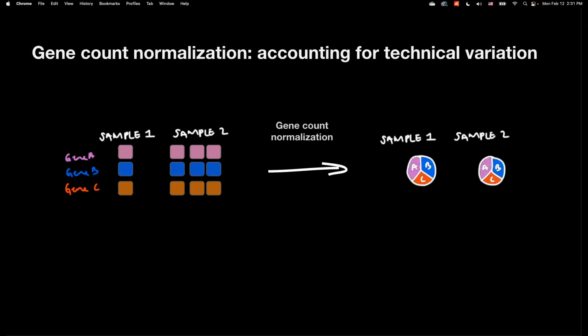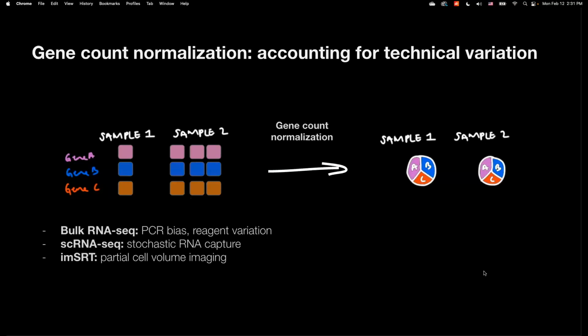Gene count normalization attempts to correct for this before any downstream analysis so that technical differences don't obscure any interesting biological differences between your samples. Gene count normalization has been applied to various gene expression data types. For bulk RNA sequencing, it corrects for things like stochastic variation in PCR efficiency and reagent variation. In single cell RNA sequencing, it can correct for stochastic RNA capture. And in imaging-based SRT, we know that not all cells are fully imaged in our data, as they can lie either above or below the planes that we're imaging, and that may motivate the need for similar gene count normalization approaches.